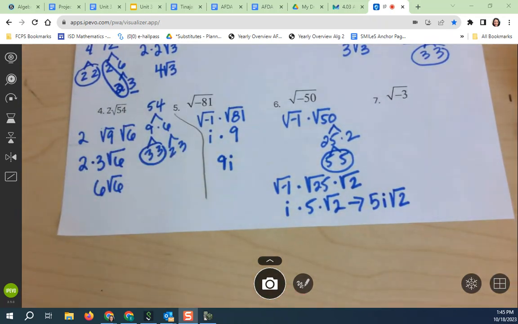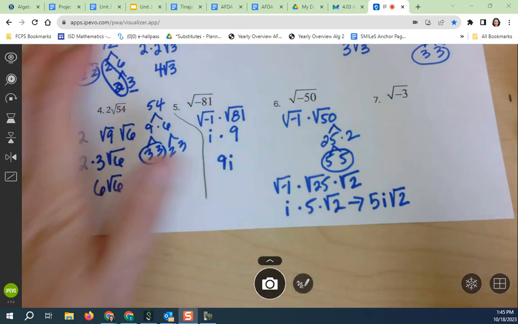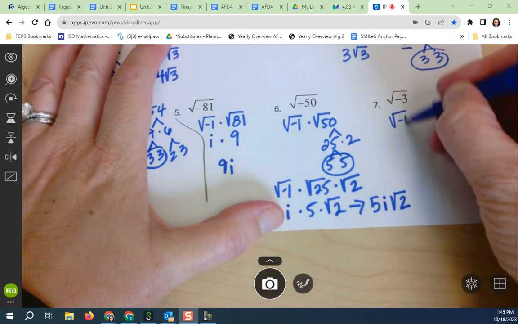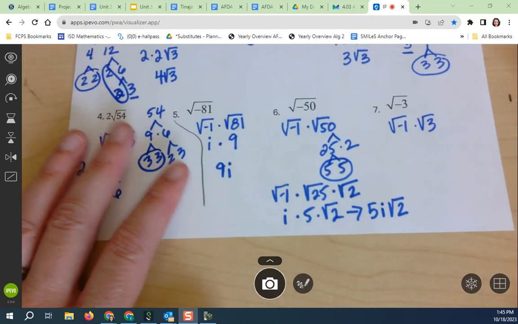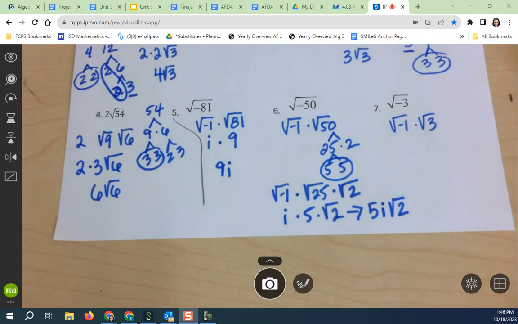How do you know if the i is inside or outside the square root? It's always outside. Okay, last one. I'm going to split it up to the -1 and the root 3. So I know the first part's i. What about root 3? What can I do with that? Food for thought. I'm coming back.